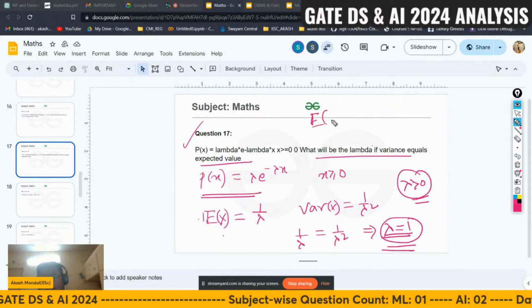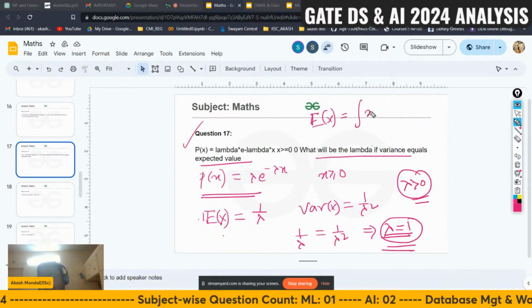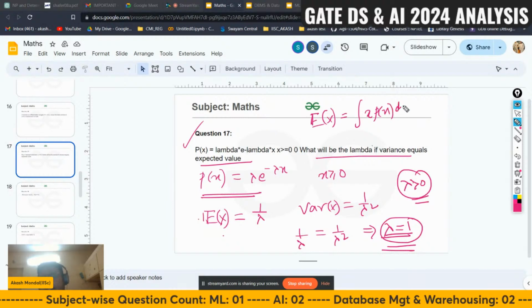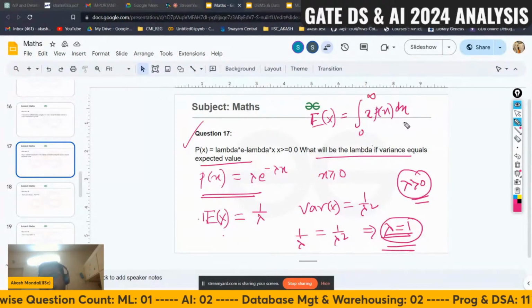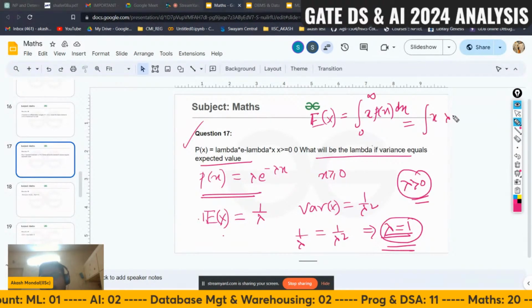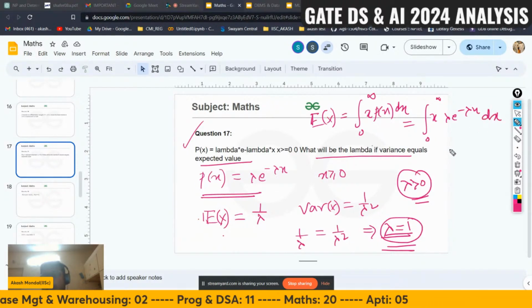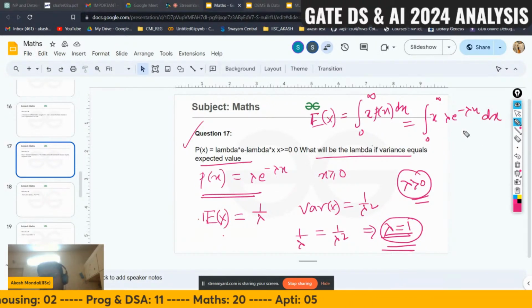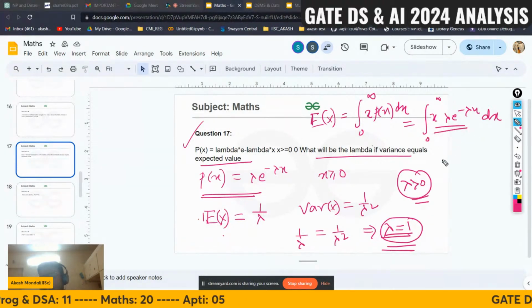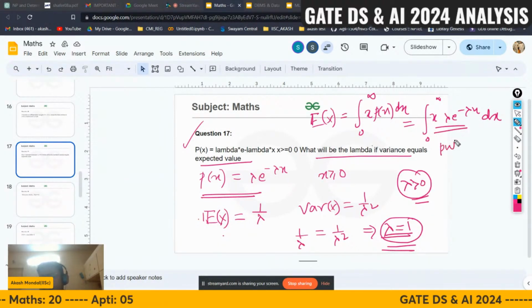Expectation formula is integral x p(x) dx, right? Now that is from 0 to infinity. So it is x lambda e power minus lambda x from 0 to infinity dx. Now, if you see, this is basically a gamma function, so you can just reduce this.